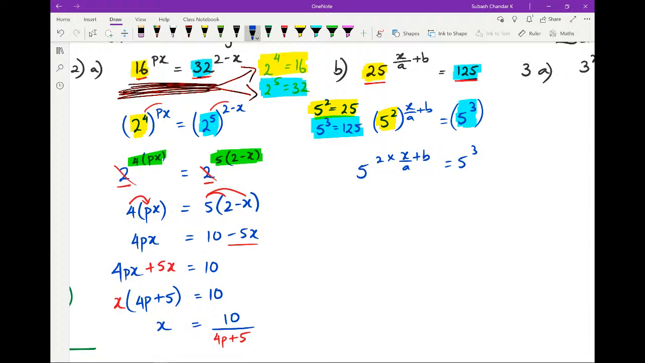Good if you didn't do that, because remember what I talked to you guys about. Always make sure you put that bracket, because if you didn't put that bracket, then things are going to end up getting wrong. That bracket is really, really important. Once you put the bracket, then you can actually say the two powers are equal to each other, get rid of the 5's, and what we've got here is 2 multiplied by x over a plus b equals 3.